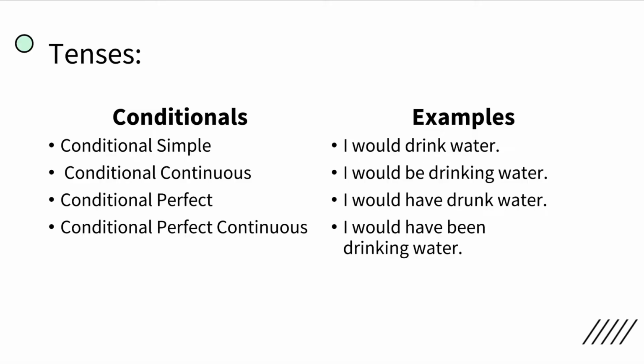Next, what we have is conditionals. Conditional simple, I would drink water. The conditional continuous, I would be drinking water. The conditional perfect, I would have drunk water. And finally, the conditional perfect continuous, I would have been drinking water. You can see how many similarities there are between all of these tenses.